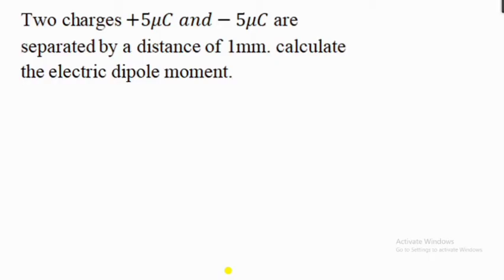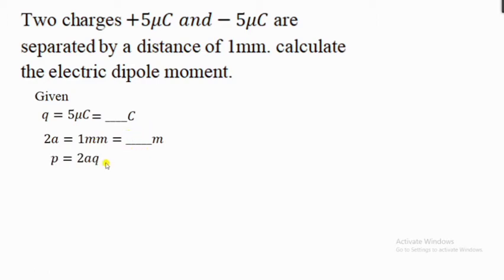So now this is the first question. Two charges plus 5 microcoulomb and minus 5 microcoulomb are separated by a distance of 1 millimeter. Calculate the electric dipole moment. The charge is given, and we have to convert this into coulomb because microcoulomb is not the SI unit. The distance of the dipole, that is 2a, is given as 1 millimeter, and you can convert this into meter. Now we know the formula for electric dipole moment is 2aq. When we put the values and solve this, we get the dipole moment to be 5 into 10 to the power minus 19, and you know the unit of electric dipole moment.